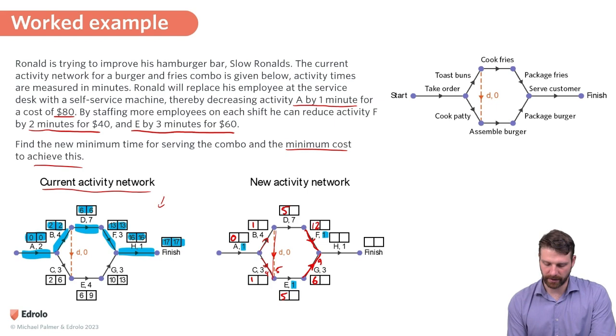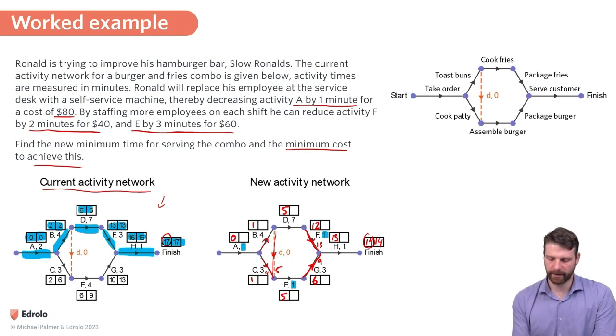And 6 plus 3 is 9, and 12 plus 1 is 13. Okay, so I need to choose starting H, that's serving the customer, at the 13th minute. And 1 minute to do that gives me 14 minutes to finish that process. Okay, so what I can see is that finish time has been reduced by 3 minutes.